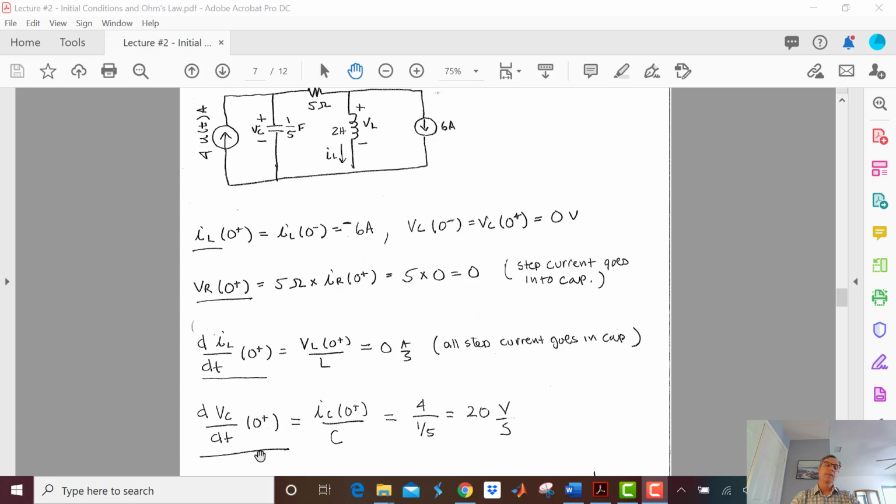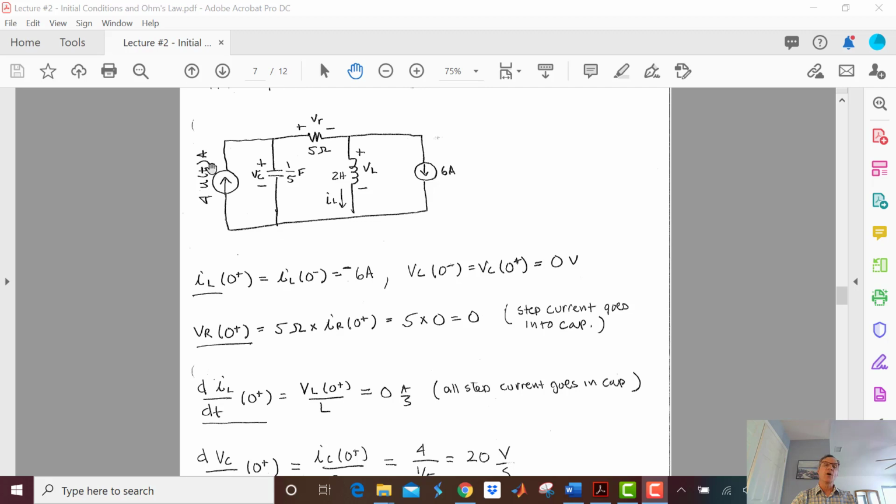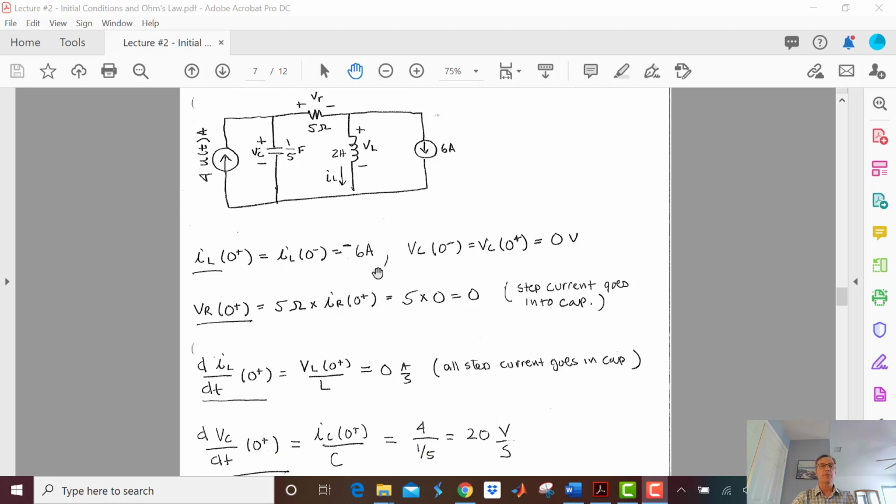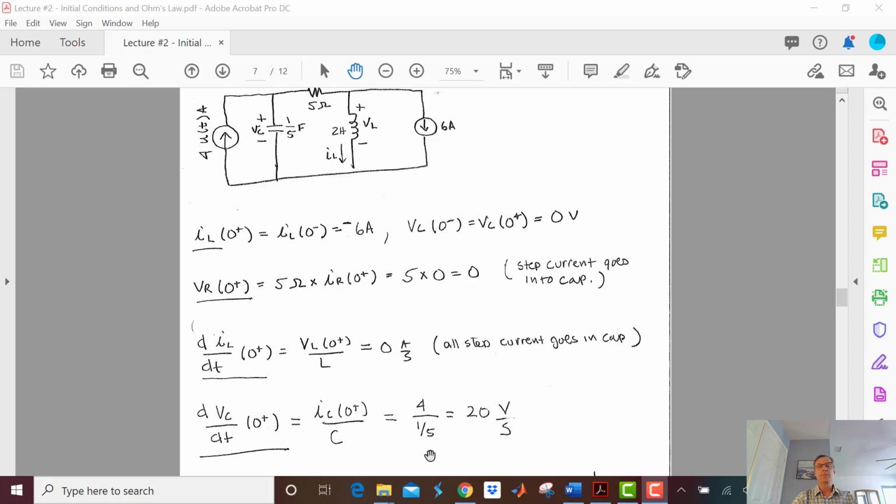dVc dt, for that, we're going to use our equation that says I equals C dV dt, and we're going to solve it for dV dt. And that's going to be just the capacitor current divided by the capacitance. And we said that all that step current goes into this capacitor. So that means we're going to have 4 amps going into the capacitor, and 4 divided by 1/5 is going to give us 20 volts per second.